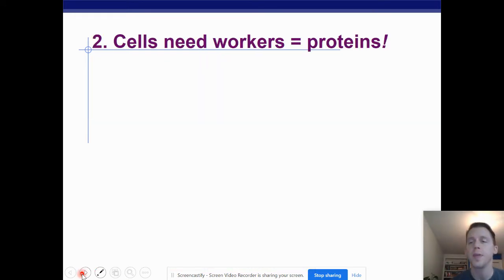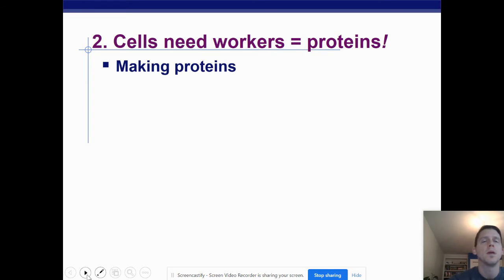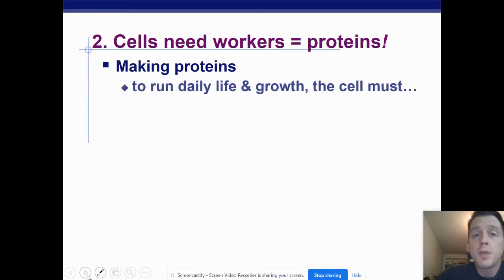All right, so that is how we get energy. We use the membrane, we use vacuoles and vesicles, and we use the mitochondria and chloroplasts. What else do our cells need to do? Well, one important thing is that they need to make proteins. Proteins help to run our daily life.